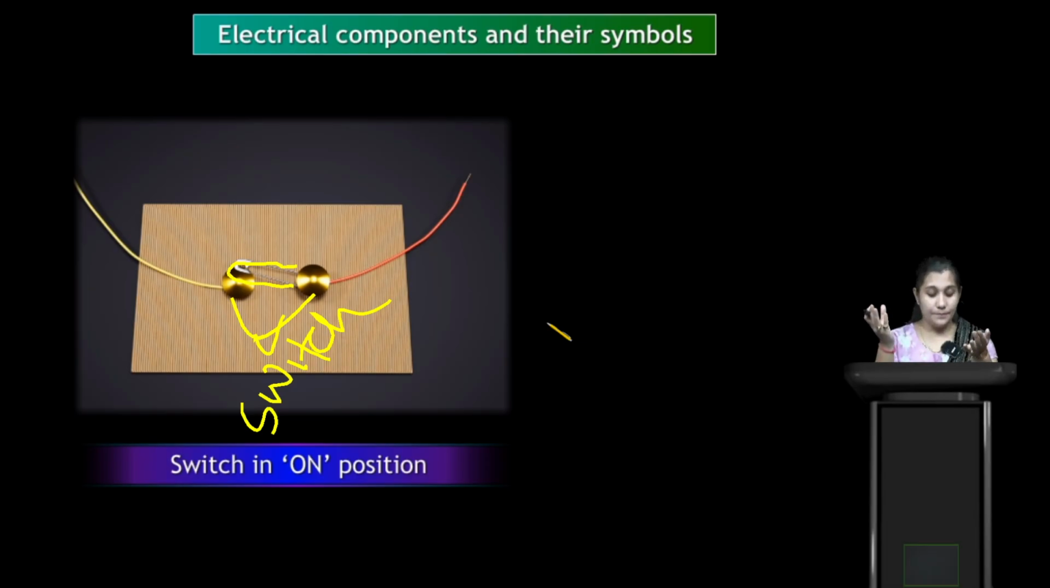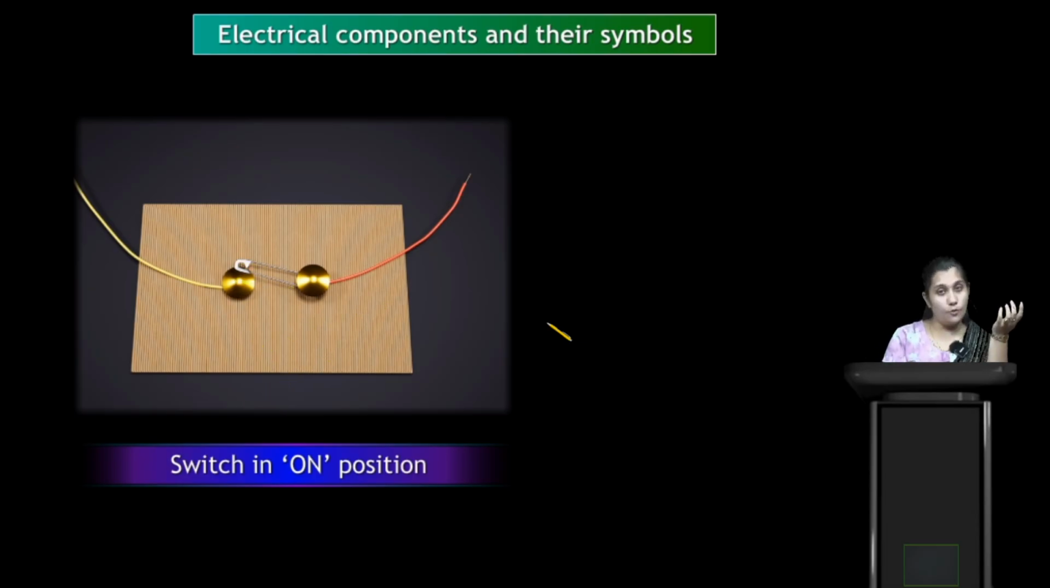Okay, let me repeat it again. See, these are the two pins and these two pins are connected with a safety pin. With this part it is connected with the help of a safety pin. Now if we disconnect this safety pin, means if we keep the safety pin away from the other pin, then we will consider it as a switch in off position. Okay, and if we keep the safety pin in a connection position, then we will say this one is the switch in on position.